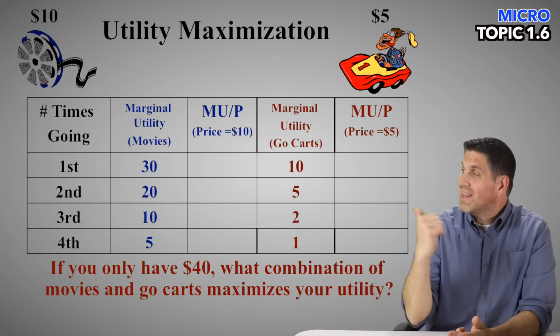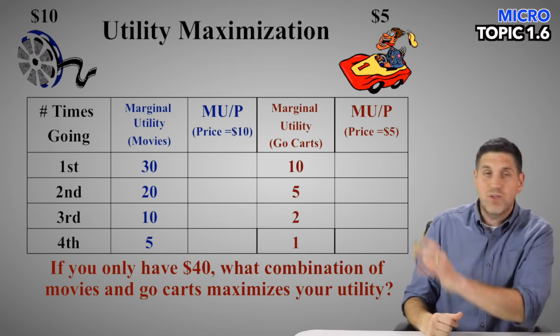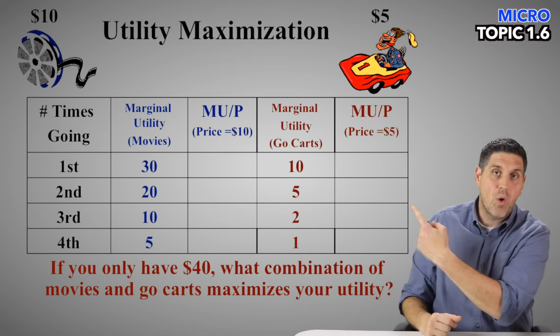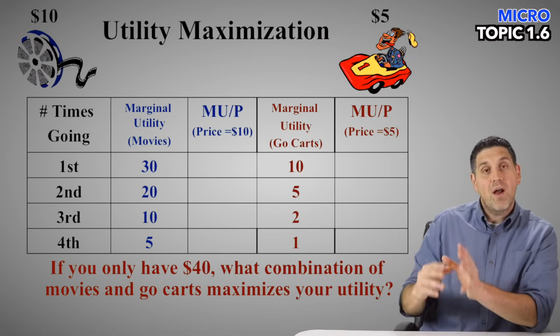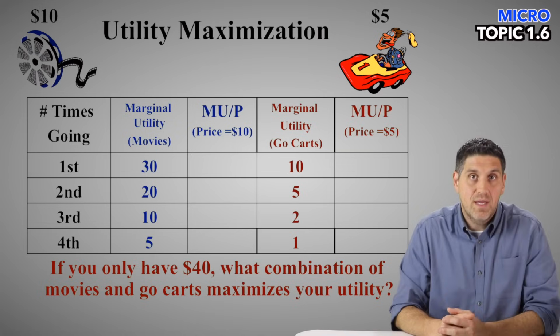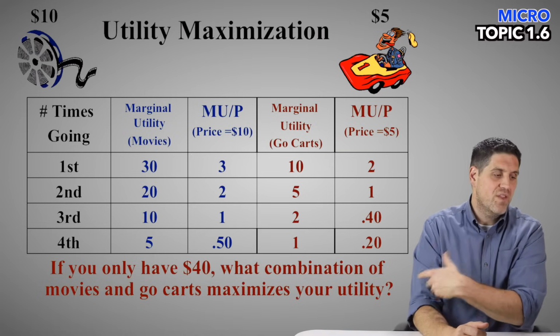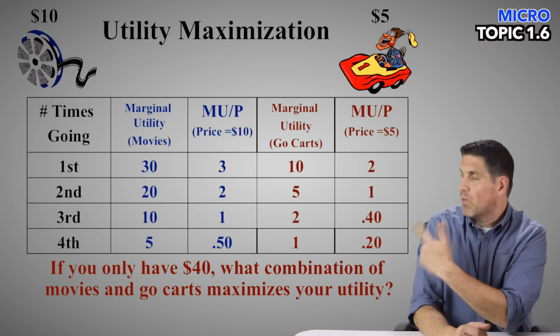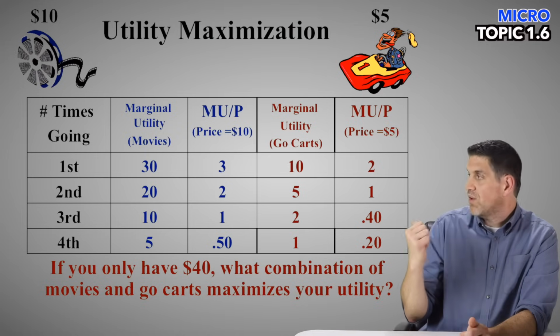And that kind of goes to the last thing you have to do in this unit, which is the idea of consumer choice. So in this case, you have two different things you can do: going to the movies or going go-karting. They give you the marginal utility. You have to figure out what combination of these two things maximizes my total utility. So for this one, the marginal utility per dollar for going to the movies is 3 for the first time, then 2 for the second, then 1, and then 0.5. And for the go-karts, it's 2, 1, 0.4, 0.2.